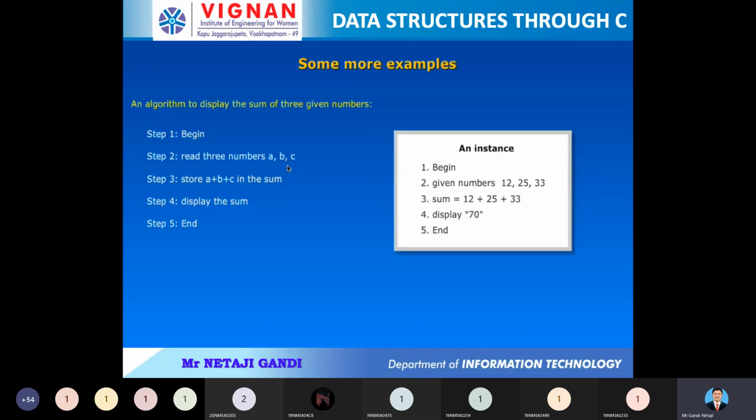Coming to some more examples, like the addition of 3 numbers. Similarly, we take begin. You read the 3 integer values A, B, C. Then you calculate the addition of the 3 numbers, store it into the sum variable, and display the sum. Like that, the problem complexity can increase. This is a very simple program; only 5 steps are enough. Coming to the if statement.